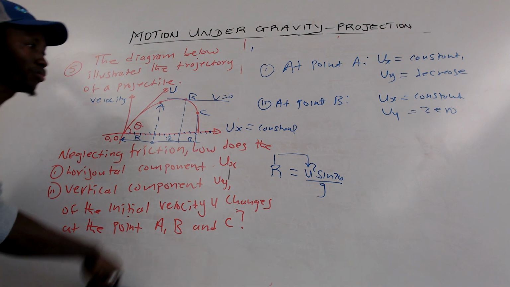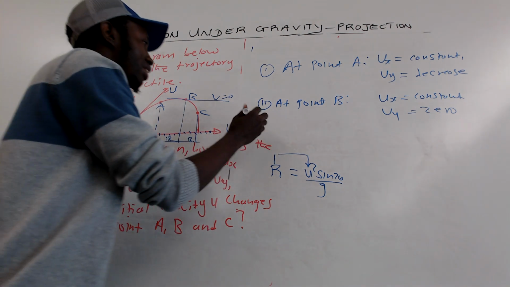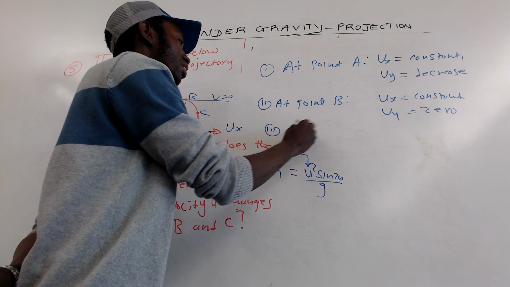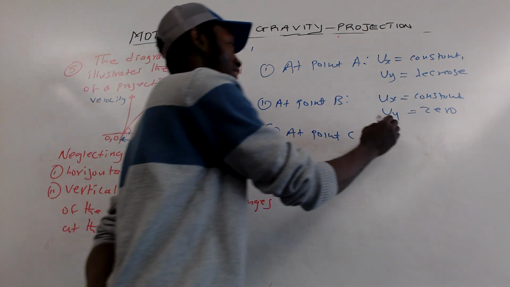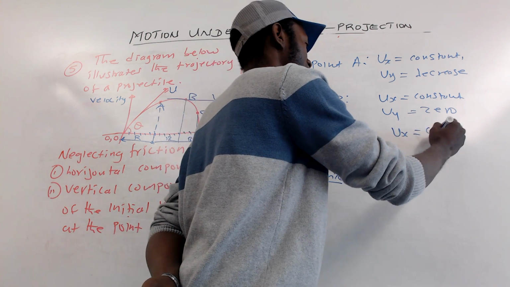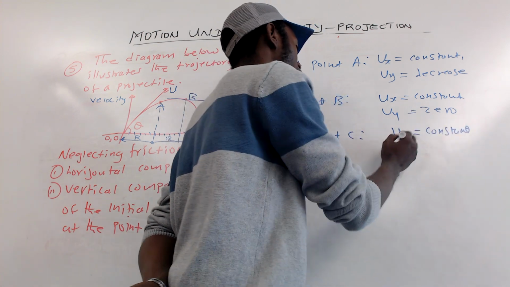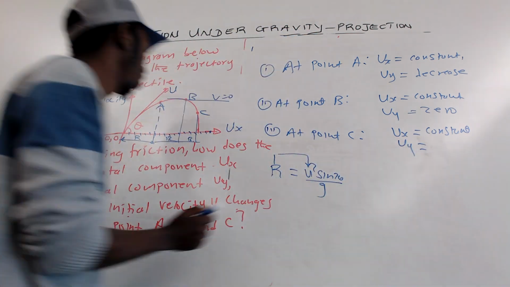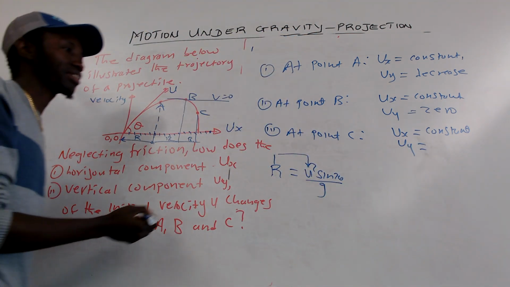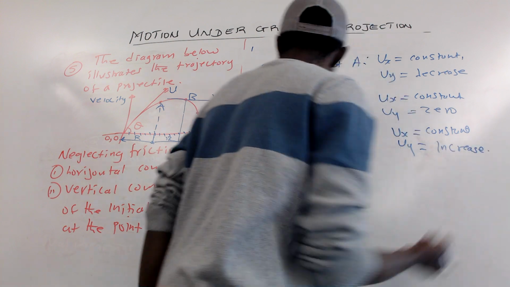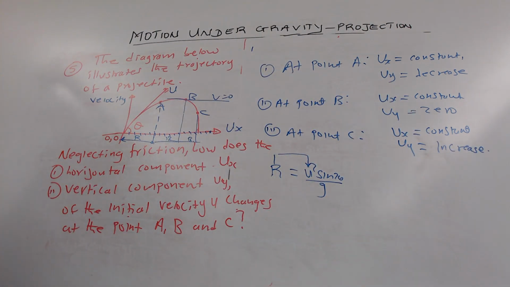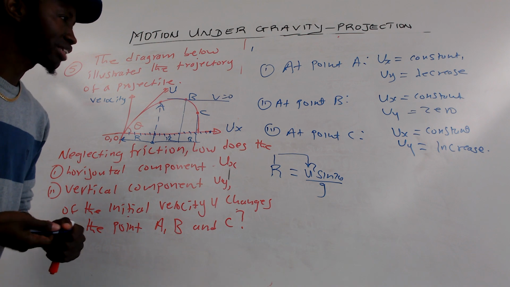You see? If we move again to point C, the same thing, Ux is constant. And what's going to be Uy? Uy is greater. It has increased. Uy will be greater, or we can use the word increase. So this is just the basic points required to answer this question.